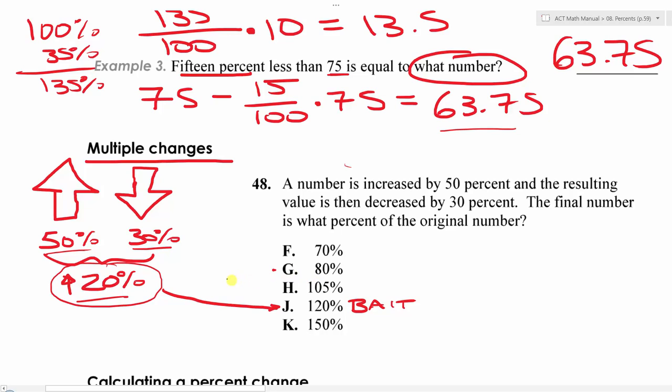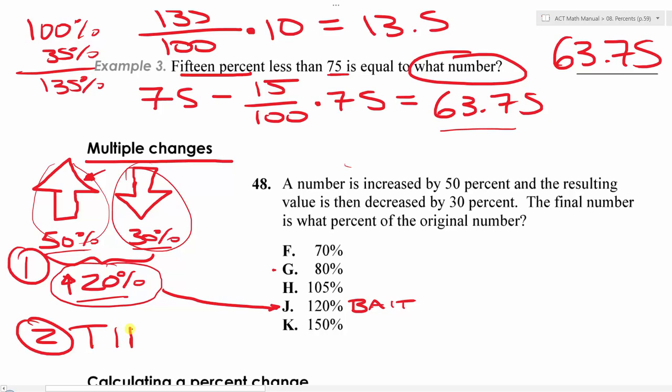The way that you don't make that careless mistake is you make sure that you treat the two percent changes separately. In other words, you do the first one and then you apply the 30% decrease to the result of this first change. So that's the first note. You have to do these one step at a time. The second note, so this is all number one. The second note is you can very, very frequently plug in on these questions.